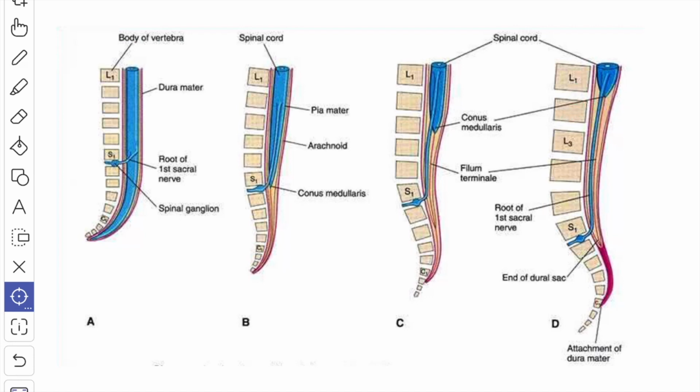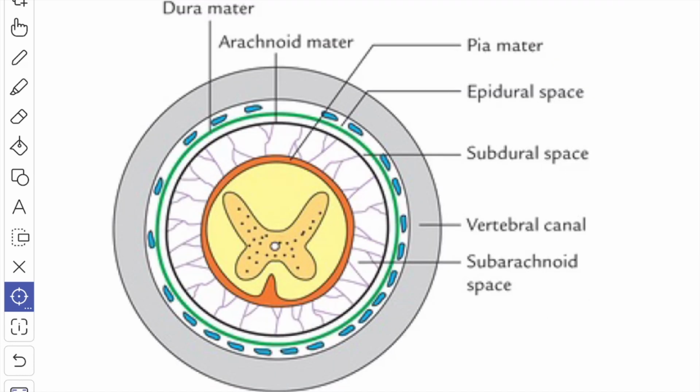The knowledge of these variations in the vertebral level of the lower end of the cord is important to avoid injury to the cord while performing lumbar puncture, especially in children. Next we'll see about the spinal meninges. The spinal cord is surrounded by 3 protective layers that are known as the spinal meninges. From outside inward, these are the dura mater, the arachnoid mater and pia mater.